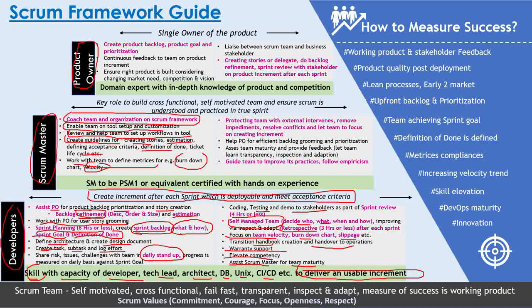Now what else is he supposed to do? This is very important. He is supposed to protect his team from external interventions, removing impediments so that the team can focus on creating the increment, because the development team has only a single goal: to create an increment after each sprint which is deployable and meeting acceptance criteria. So a Scrum Master can be a layer who can help the team to do that.